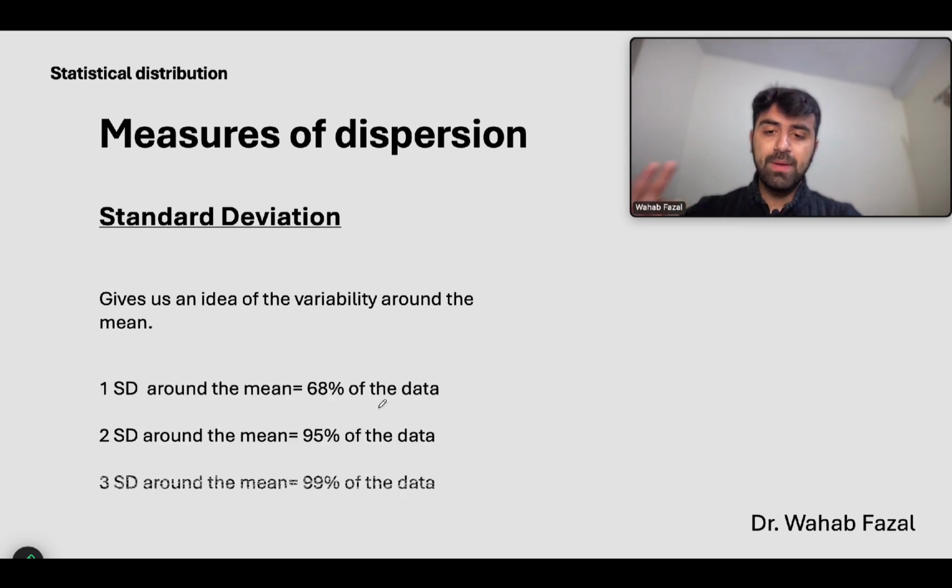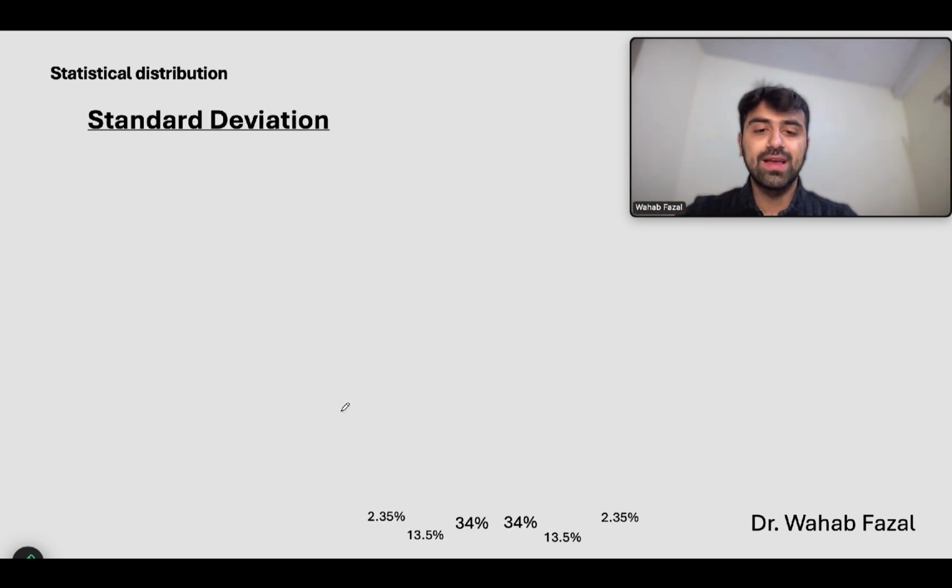So, what I want you to remember is these three values: 68, 95, and 99. I want you to repeat them with me. 68, 95, 99. Again, 68, 95, and 99. What do these values mean? So let us look at an illustration and see what 68, 95, and 99 mean and how standard deviation, like our previous definition says, explains the variability around a mean.